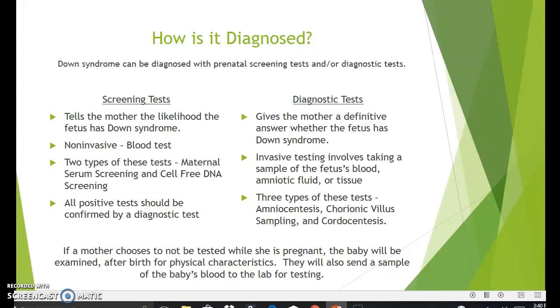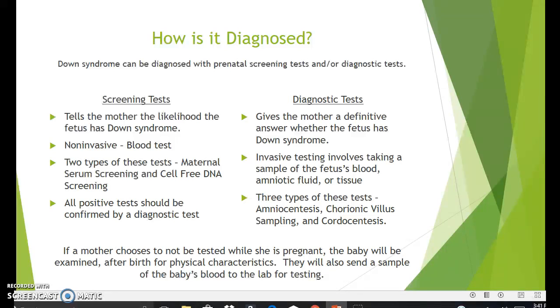So a diagnostic test would give the mother a definite answer whether the fetus has Down syndrome. But this is a more invasive test, which involves taking a sample of the fetus's blood, amniotic fluid, or tissue. There's 3 types of diagnostic tests. One is called amniocentesis. The second is a chorionic villus sampling. And last is a cordocentesis.